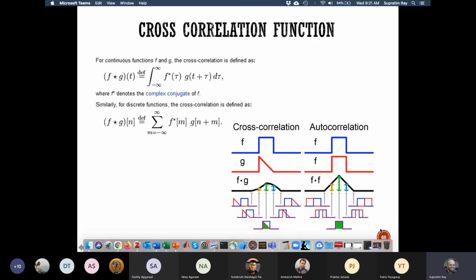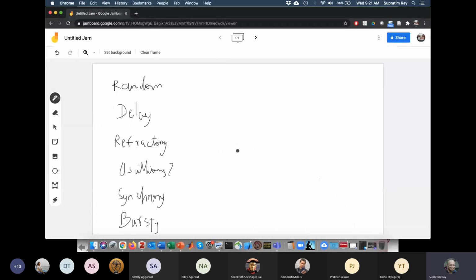I used to do all of this on a blackboard in previous years, so I'm going to open a Jamboard now. I'm going to look at several conditions here, when two neurons are firing randomly and so on, and we will see how the cross correlation functions look in different conditions. Okay, so first, let's assume that two neurons are firing completely randomly.